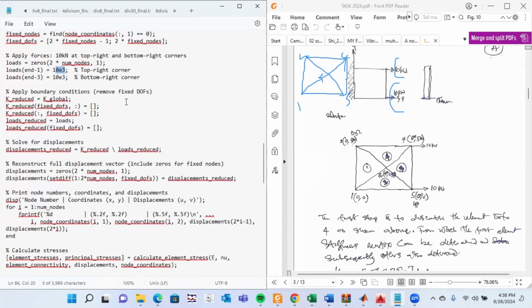What else? Apply boundary condition. So this one is basically applying boundary condition. Basically, nobody's asking you to learn how to write a code in a day. But it's just tactics.